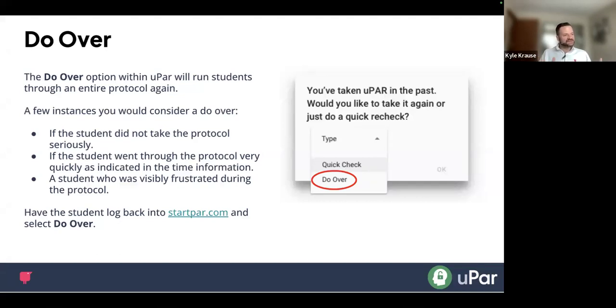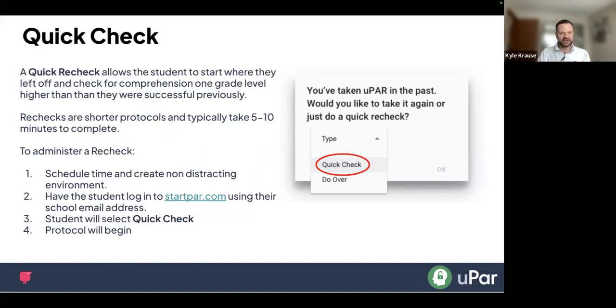So that's something else to consider. We've done the initial, we'll talk about rechecks in a second, but then I can do a do-over at the end of the year as that final uPar data set to see where they ended up and also get that independent score again. So something to consider is doing a do-over at the end of the year.